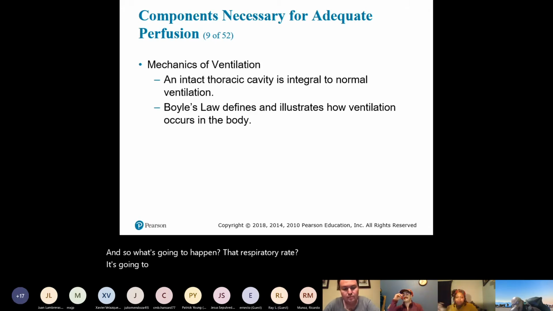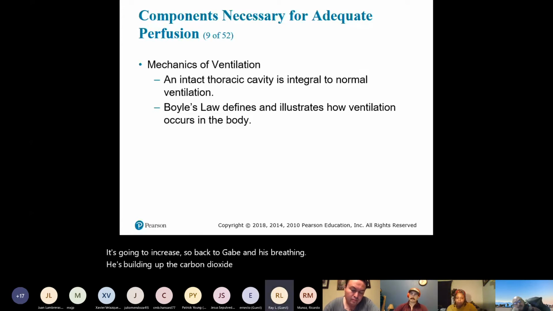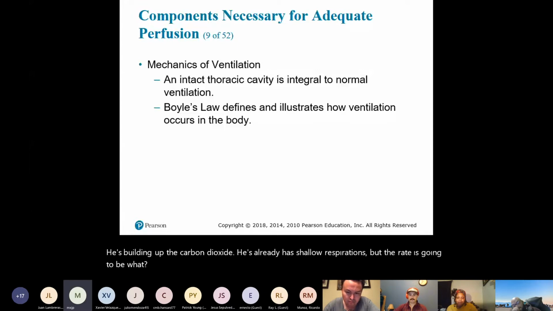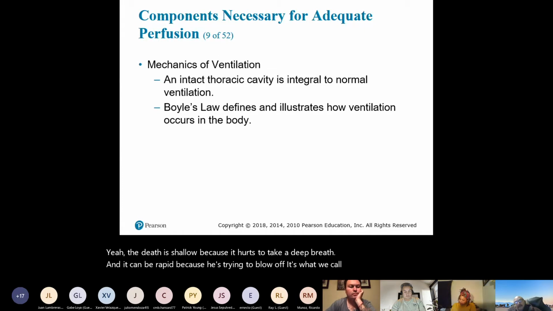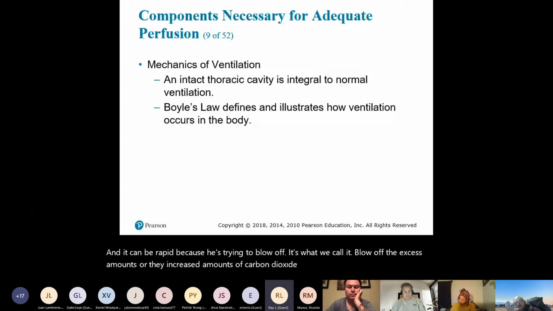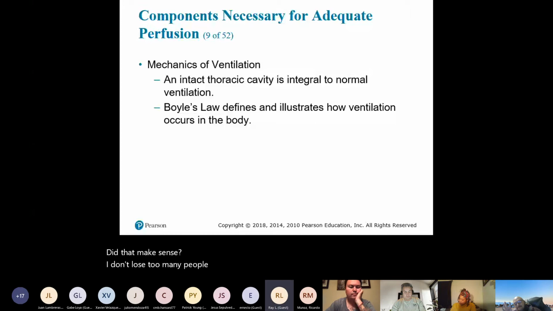So back to Gabe and his breathing, he's building up the carbon dioxide. He already has shallow respirations, but the rate's going to be what? Rapid and shallow. Yeah, it's shallow because it hurts to take a deep breath. And it's going to be rapid because he's trying to blow off, as we call it, the excess amounts or the increased amounts of carbon dioxide. Did that make sense? I didn't lose too many people with that? Okay.